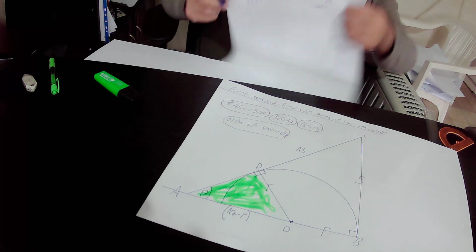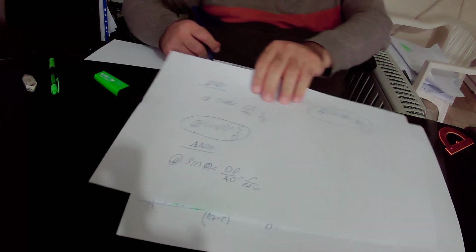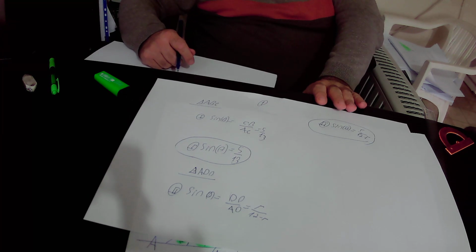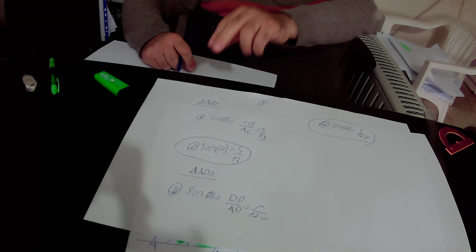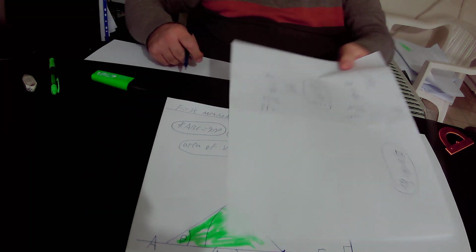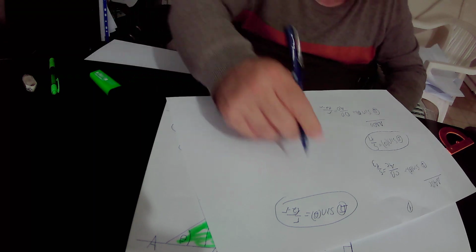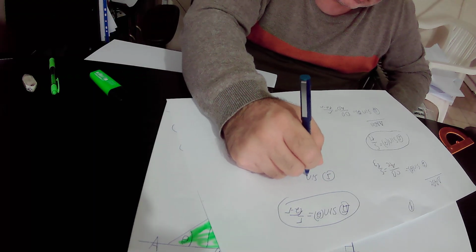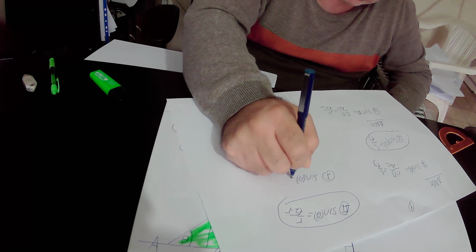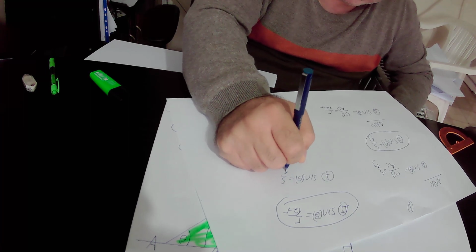I will repeat again. According to equation number 2, sine theta equals R over 12 minus R. And according to equation number 1, sine theta equals 5 over 13.